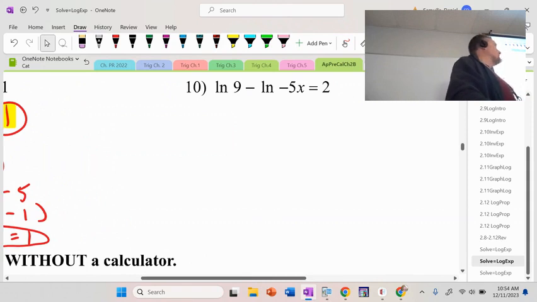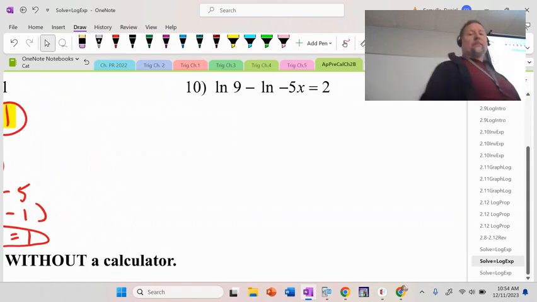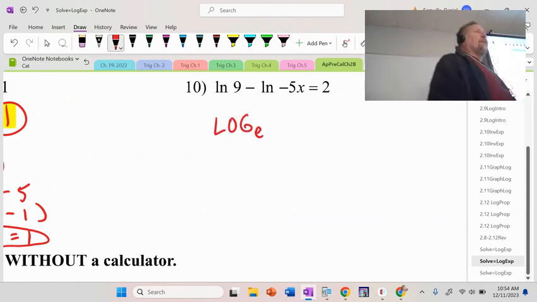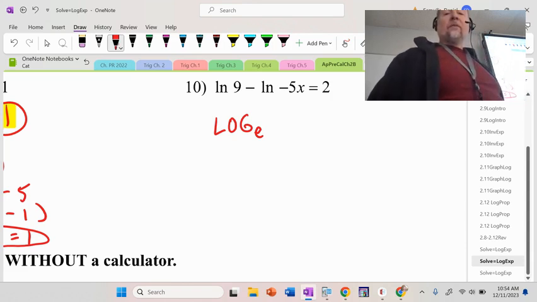Not the first time we've had this. Today even, it's log base e. And you know that this is log base e. I'm writing it for your purposes. If you don't have to write ln as log base e, fine, but you probably should, because I changed it to an exponent. This is 9 over -5x.